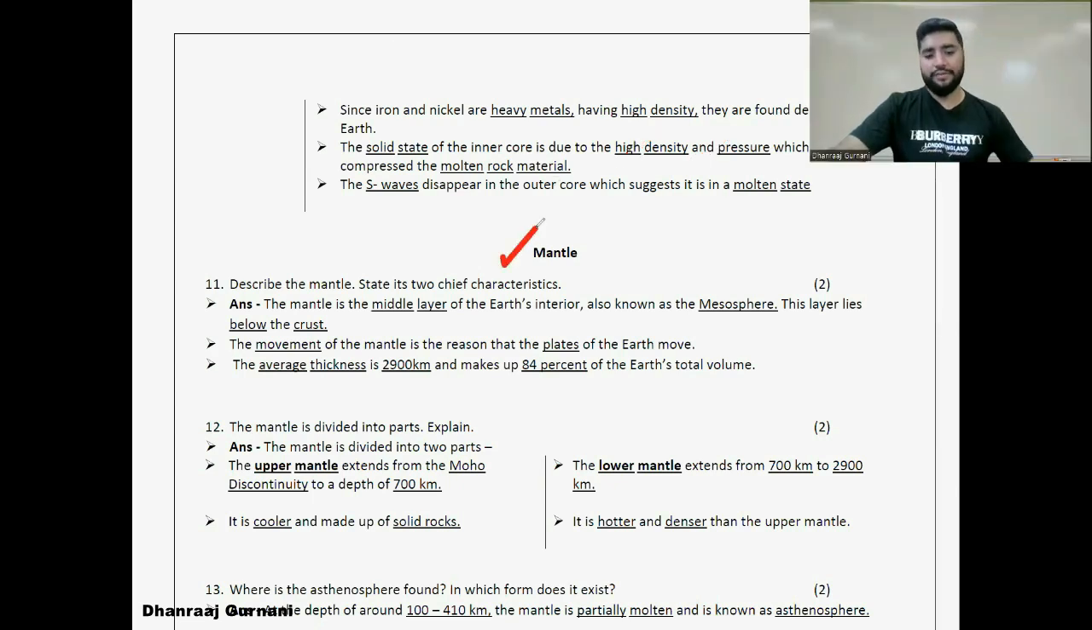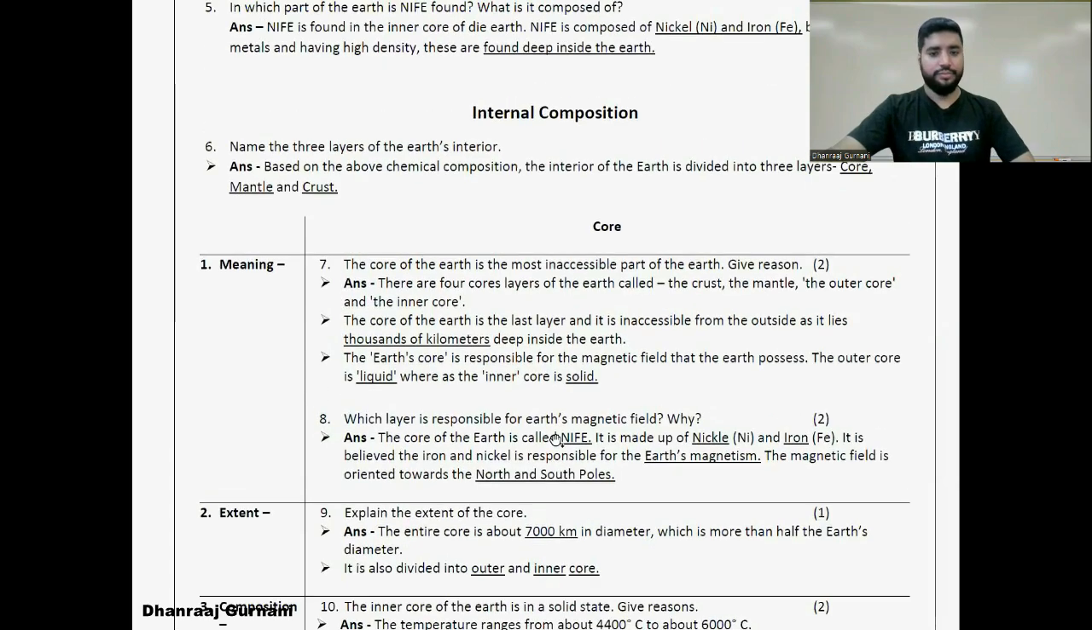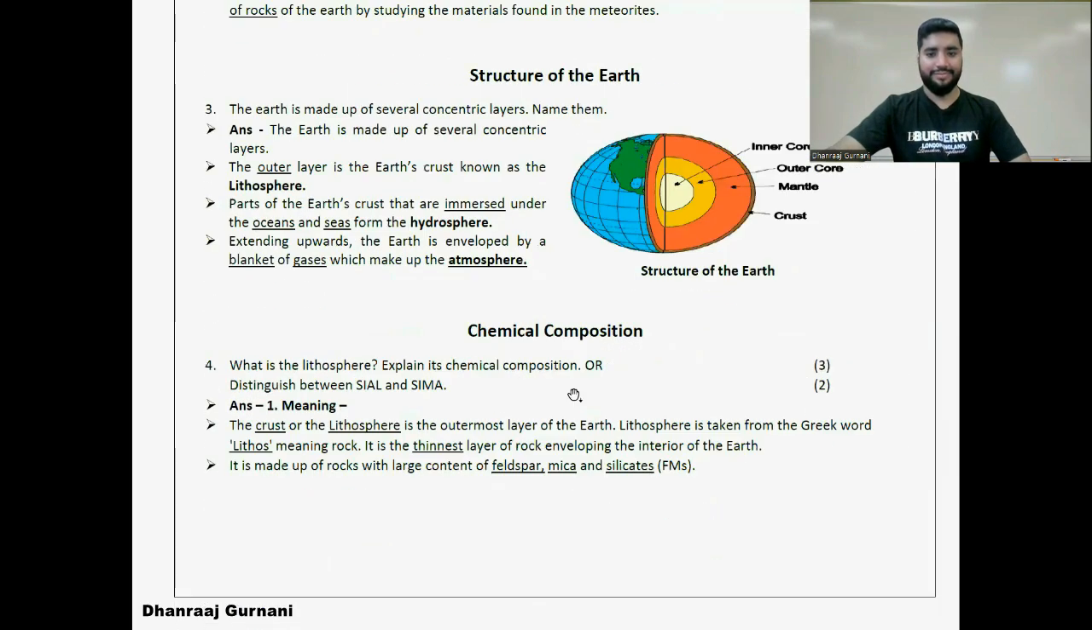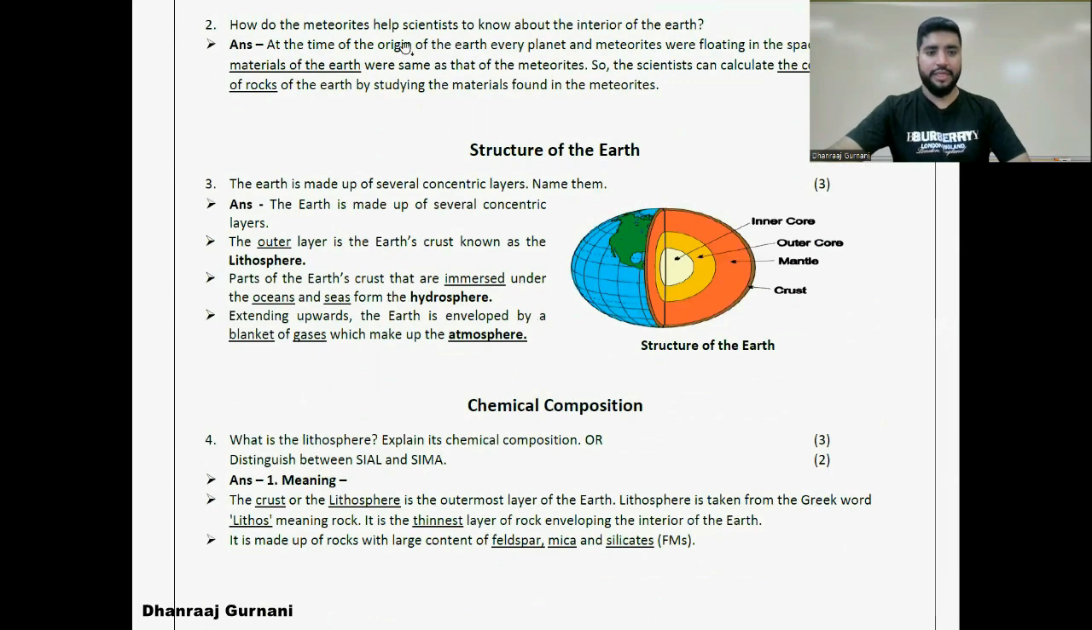Moving to the second layer after the core, the mantle. Question number 11, describe the mantle and its 2 characteristics. Let's see where the mantle is. This diagram once again. So you did the inner core, you did the outer core. Now we see the mantle. This is the mantle.